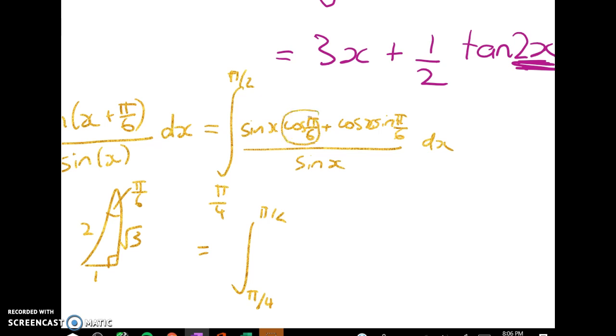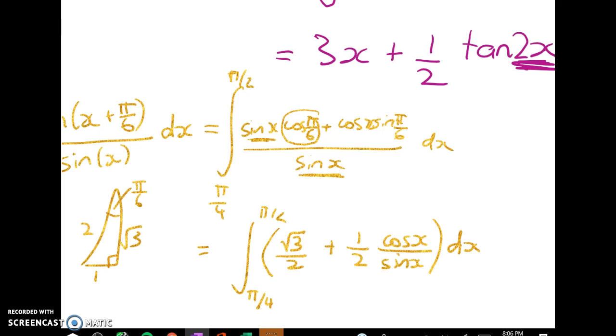Cos of pi on 6 is root 3 on 2. And you can see that the sine x over the sine x is just 1. So that's looking good already. Plus, sine of pi on 6 is 1/2. So it's going to be 1/2. Now, this bit, cos of x over sine of x.